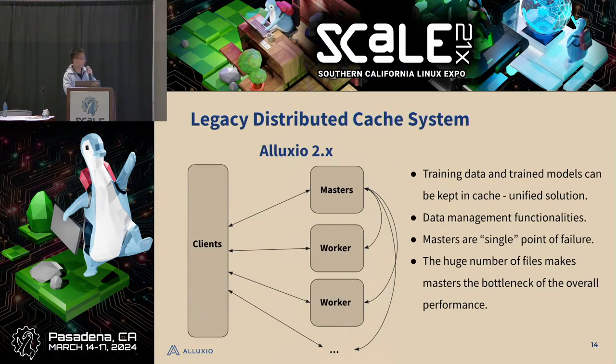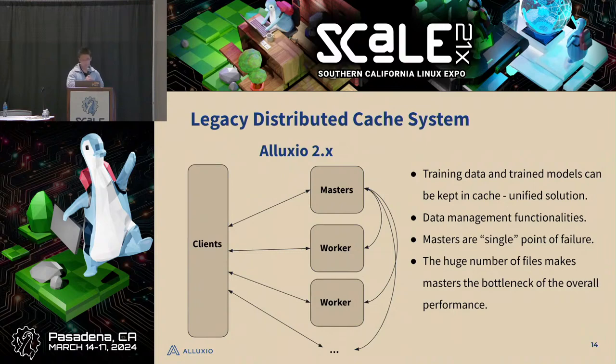We can also use a distributed cache system. For Alluxio 2.x, we use a traditional master-worker architecture. The data is cached on worker nodes, and the metadata is cached on master nodes. Whenever a client needs to read data, the client needs to ask the master first where the data is, and then ask the worker for the data.